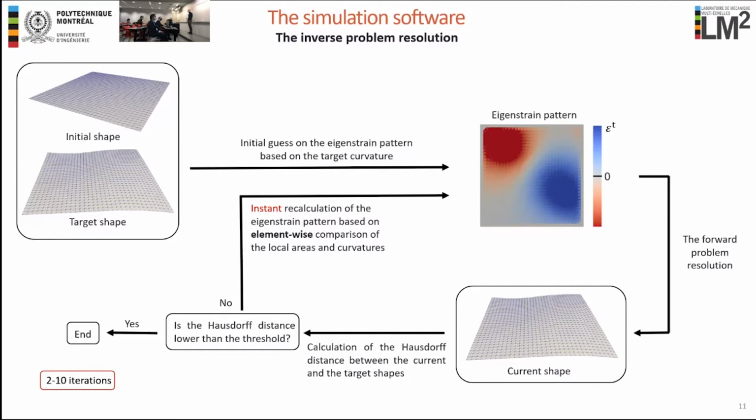So when the Hausdorff distance is finally lower than the predefined threshold, we exit the iteration loop and we obtain what we call a free pattern. So let's have a look at this.